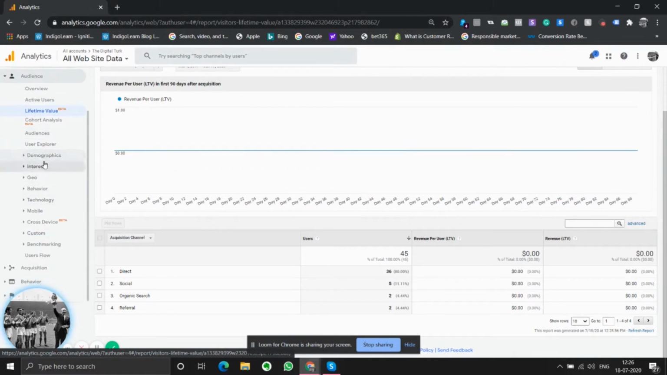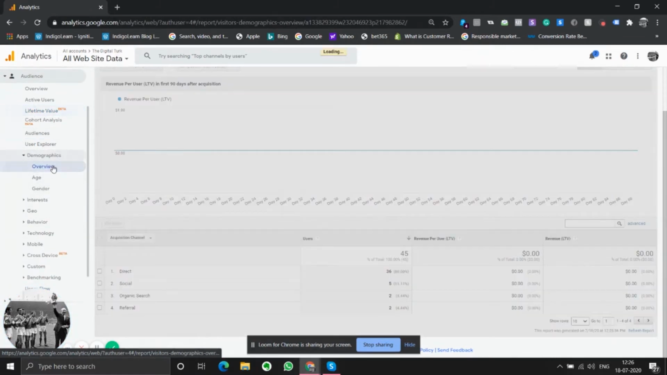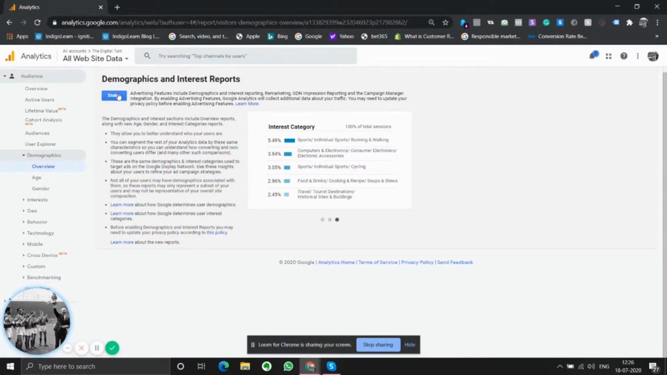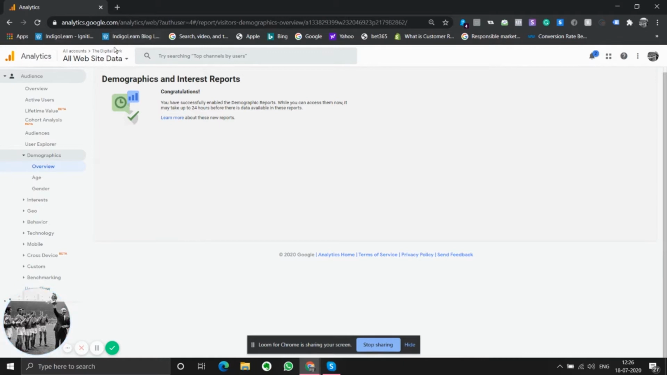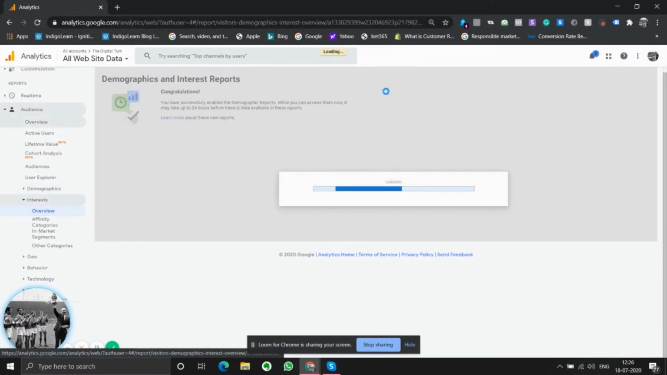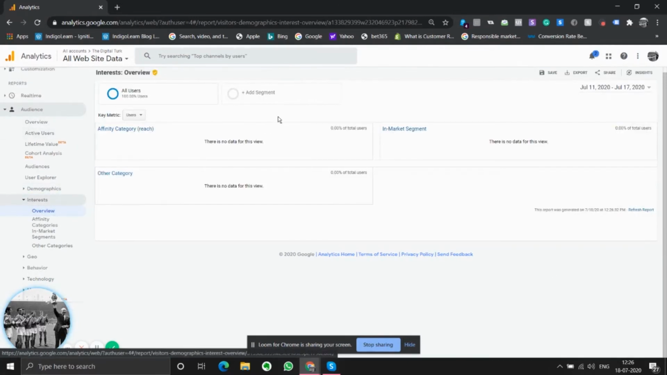Then you go to demographics, interest. These things are really important for you to understand your audience. So for example, I can see between 18 and 44, my audience is predominantly in that particular part. So I can go to this, I can enable this. Now once I've enabled this, I'll get all of the insights from this. Now within interest, you can go to overview, and then you can have an understanding of the different types of affinities, in-market, and other sorts of interests for your particular audience.